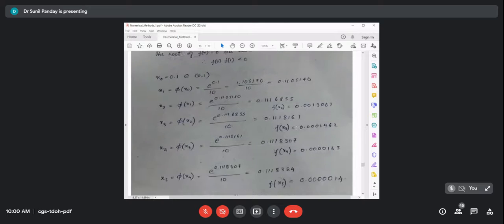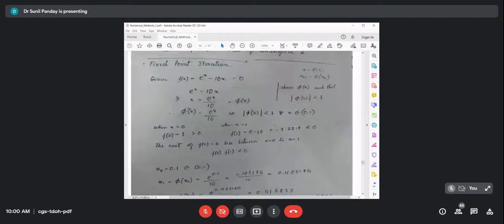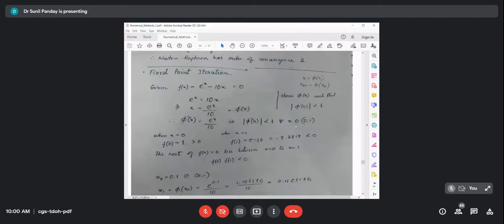So today I stop here. Tomorrow we will discuss fixed point iteration. This is also a very important concept in numerical analysis.